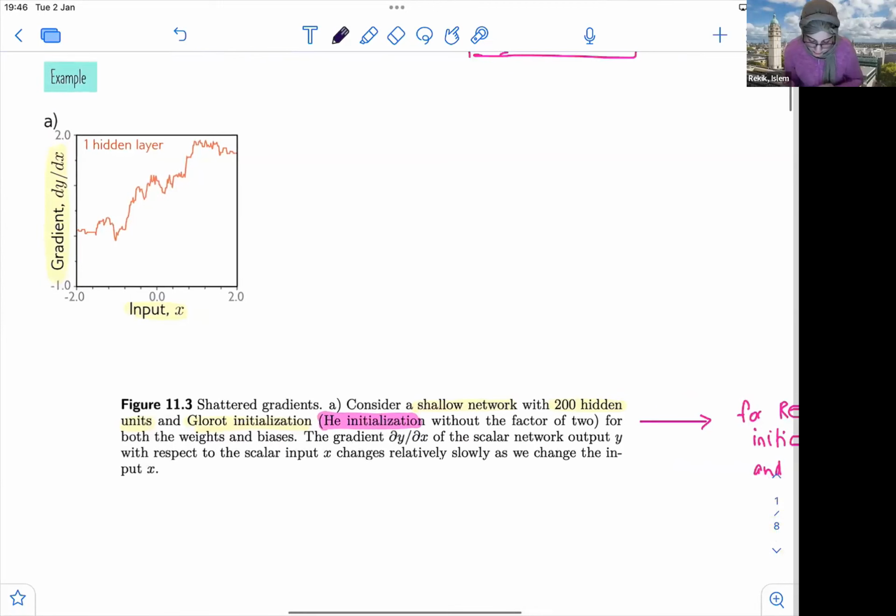So now we start with that, and you can see that with 200 hidden units, the gradient of the network output y with respect to the scalar x, so these are two values, a simple network that maps scalar inputs into scalar outputs, changes slowly as we change the input x. You can see that this is not a very abrupt change. It's kind of slow, and then you have some leaps over there. And as the values vary, you have a gradient that is slightly decreasing.